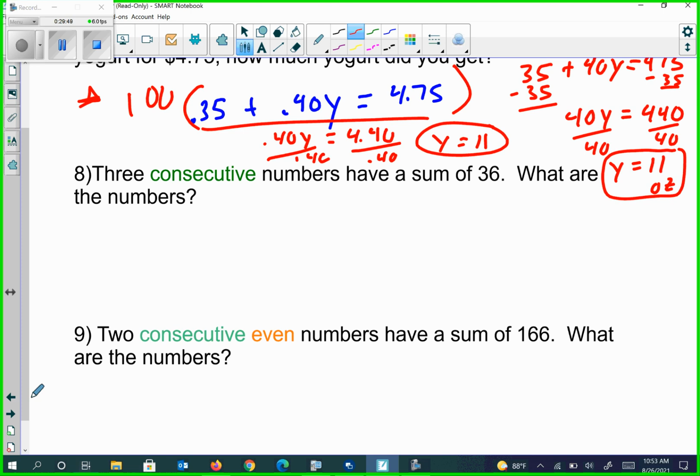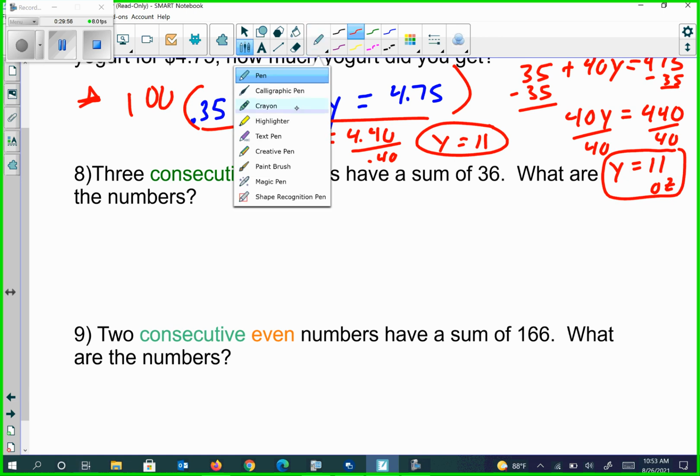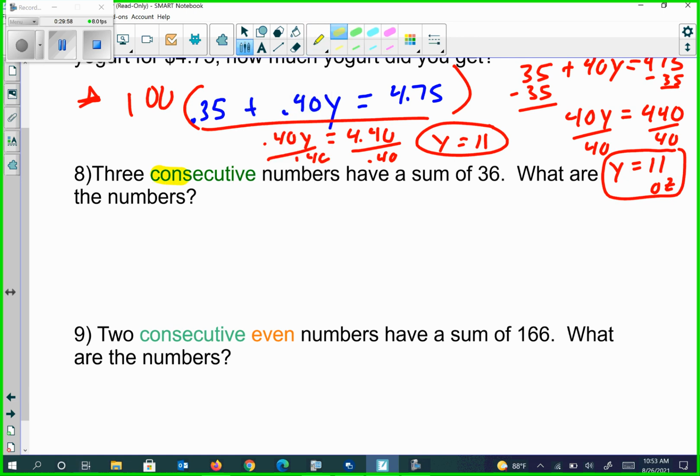Okay, now 3 consecutive numbers have a sum of 36. Ooh, let's define what consecutive means. Anyone want to think what consecutive might mean? Like 1, then 2, then 3, then 4. So a number right after the next, right? So consecutive numbers would be like 20, 21, 22, or 16, 17, 18, or 3, 4, 5, or 0, 1, 2, or 1, 2, 3. Those are consecutive. They're one after the next.